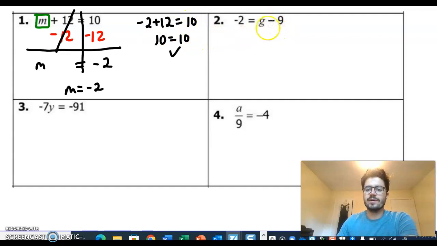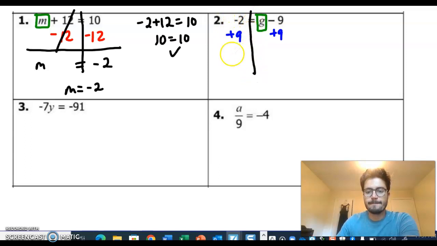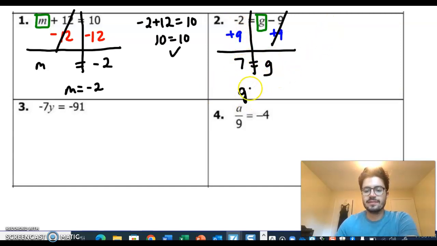If I look at the second one, I want to get g by itself. I have minus 9, so let me add 9 to both sides. That gets rid of the 9. I have g. Negative 2 plus 9, that's 7. So my final answer is g equals 7.